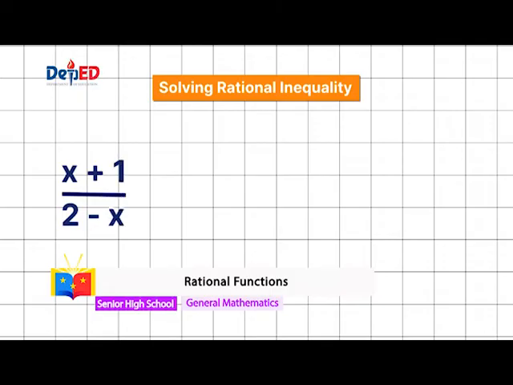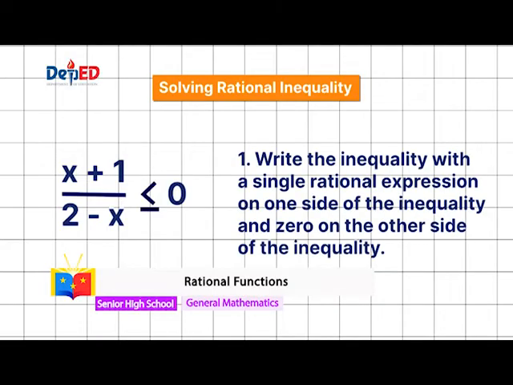Suppose we have (x + 1) over (2 - x) is less than or equal to 0. The first step is to write the inequality with a single rational expression isolated on one side of the inequality and 0 on the other side. Since the inequality has already been written with a single expression on the left-hand side and 0 on the right-hand side, we may proceed to the second step.